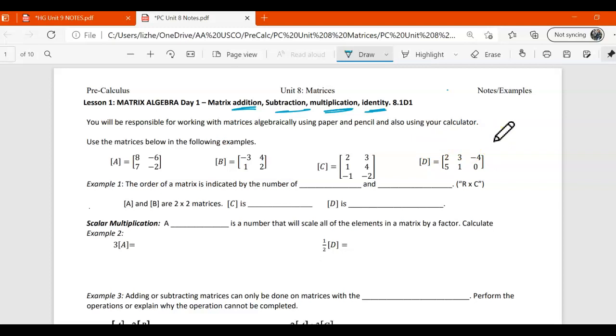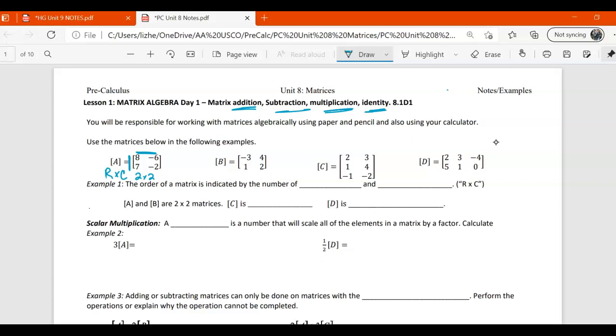So anyhow, we are going to do some things with the matrices below in the following examples. Matrix A is a 2 by 2. You always go row by column. So this is the rows, this is the column. So this would be a 2 by 2. Matrix B is also a 2 by 2. Matrix C is a 3 by 2. Up 3 over 2, and D is a 2 by 3.